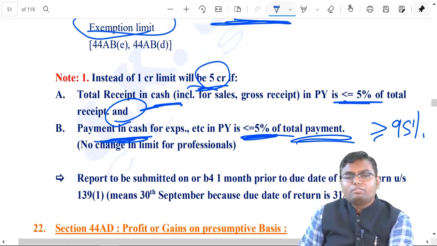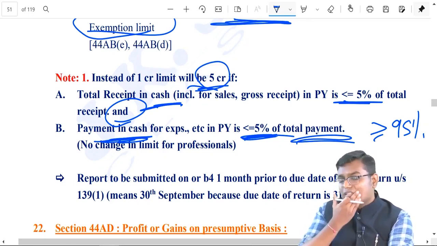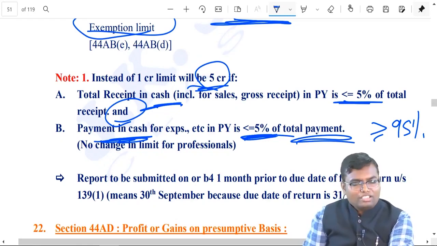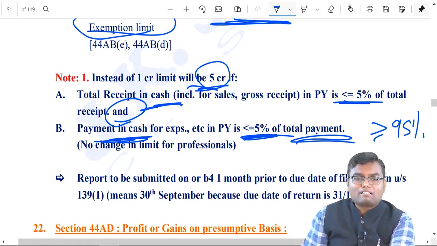Above 1 crore, audit will be compulsory. See, there will be no change in the limit for professionals. For them, it is still 50 lakh. This 5 crore limit will be enhanced only for a business person.